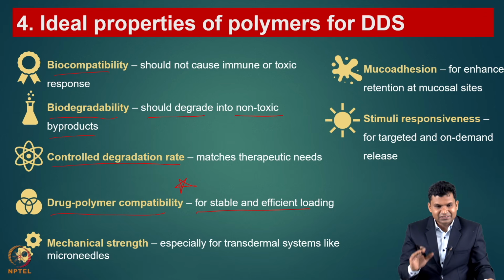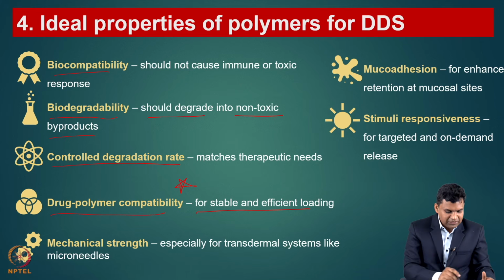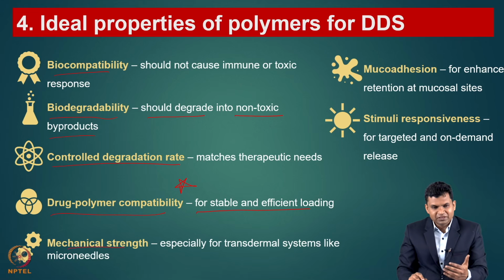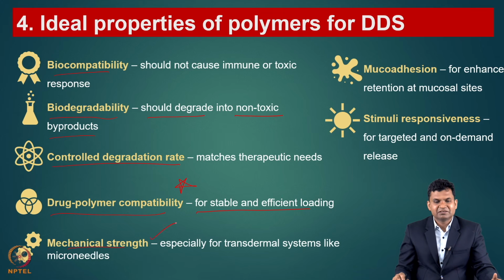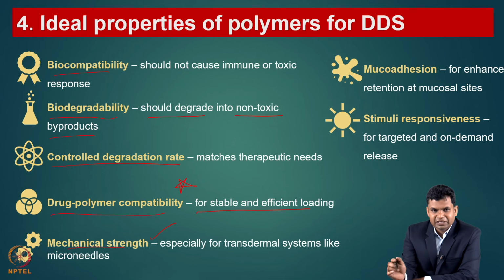So, if your drug is compatible with that polymer, you can take that at the right concentration and convert it into a drug delivery system, and that should have enough mechanical strength whenever you are going for topical formulations or some other systems. Even for tissue engineering applications, mechanical strength is very, very important. Not all polymers will show mechanical strength. Based on that, we need to select the right polymers, which is a very, very important property for the polymers.